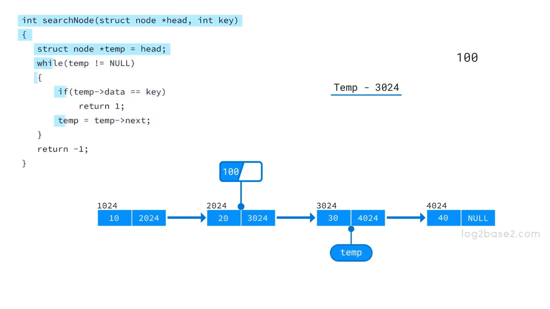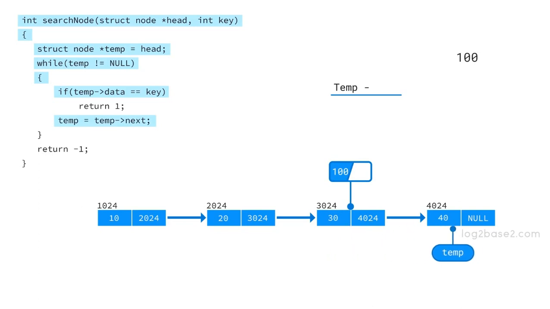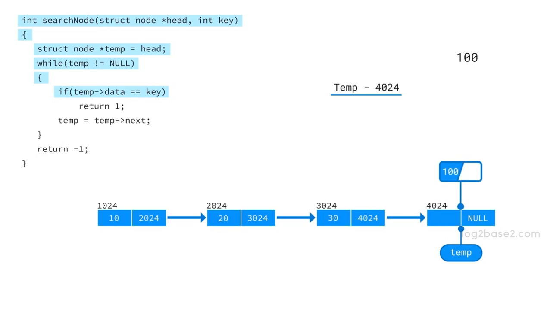Again check the while condition. 3024 is not equal to null, so enter the loop. Compare the data at 3024 with the key. But we have 30 and the key is 100, which are not the same. So the if condition failed again. And temp will now point to the next node at 4024. Again check the while condition. 4024 is not equal to null, so enter the loop. And compare 40 with 100. It is not the same. So the if condition failed again, and temp equal to temp next.